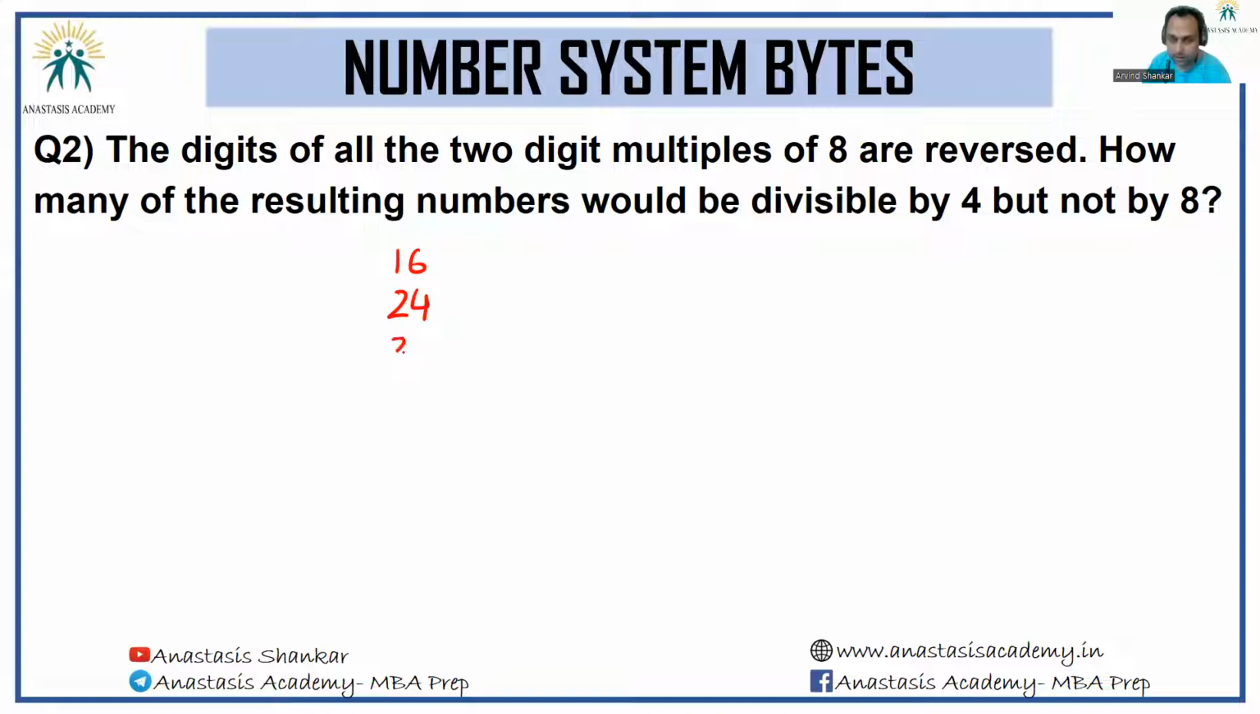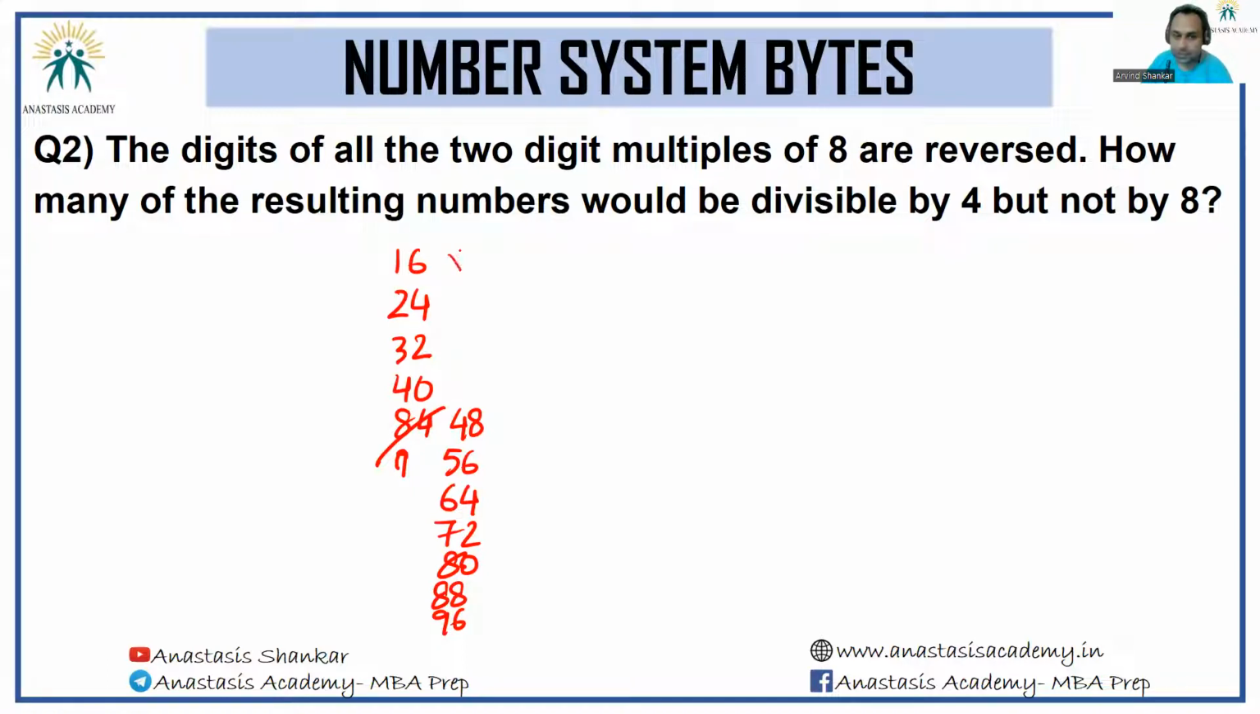And then 16, 24, 32, 40, 48, 56, 64, 72, 80, 88, and 96. These are all the 2-digit multiples of 8.